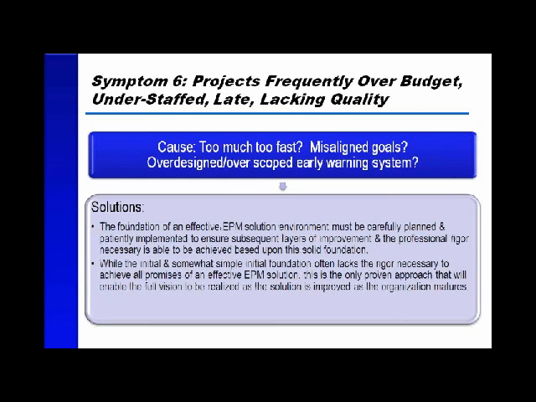And number 6, before we dive into some of the details, is a very common symptom, which is the projects are still over budget, they're understaffed, they're late, and they're lacking quality. So the problems we had when we came into this still exist, and the cause is really a series of 3 questions. Was there too much too fast in terms of implementing the technology? Were the goals misaligned with really what the organization was looking for? Was it over-designed or over-scoped, especially from the standpoint of an early warning system?